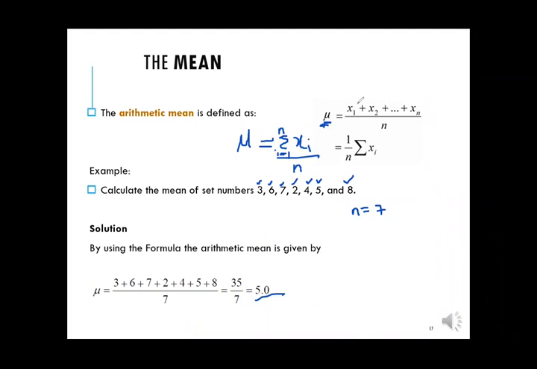So it's quite simple to find the arithmetic mean. Just add everything and divide by the number of what? Observations.